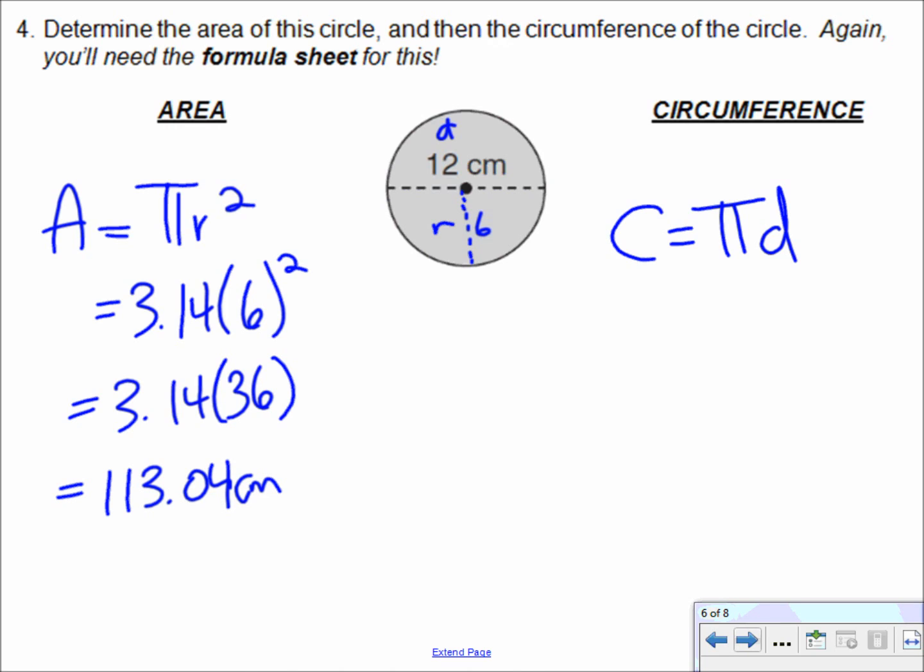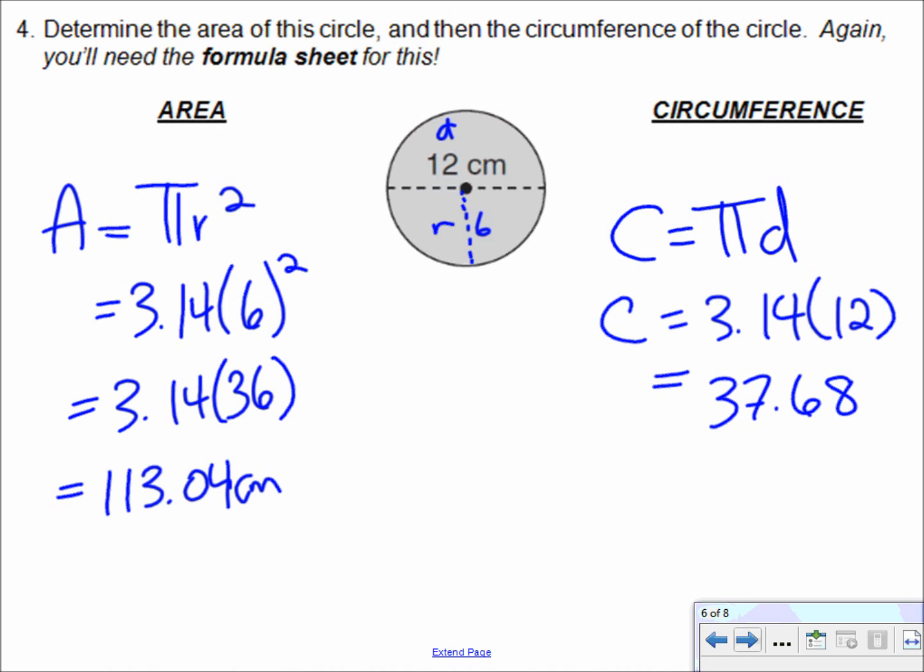Now, circumference is just 3.14, in this case, times the diameter. So 3.14 times 12. So 37.68. Centimeters. Oh, sorry. Area is centimeters squared. And circumference is just centimeters.